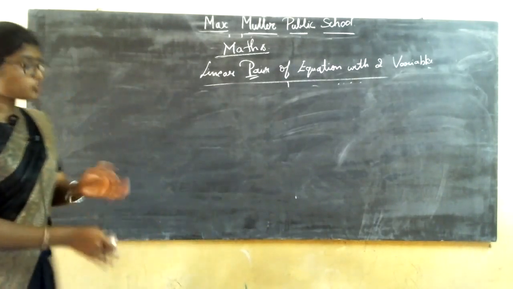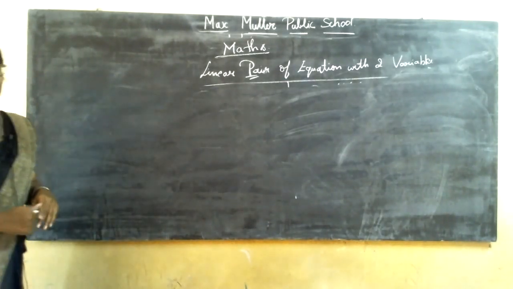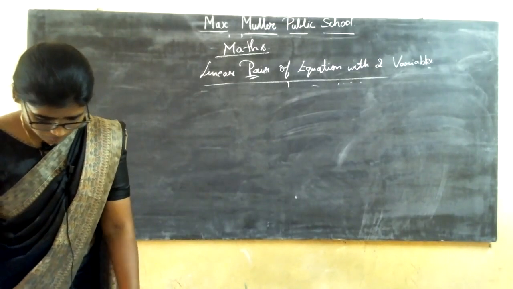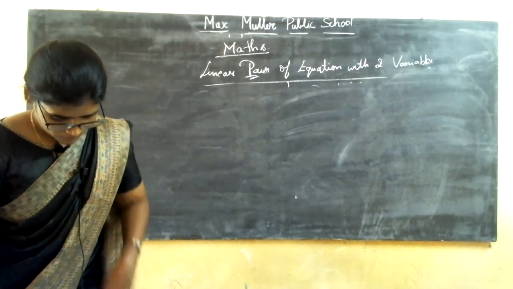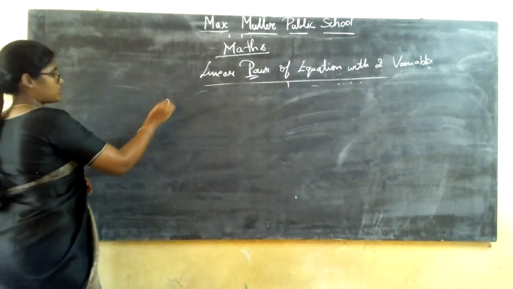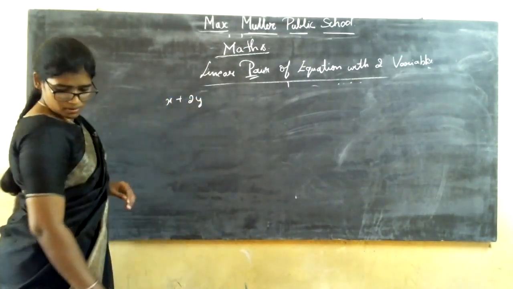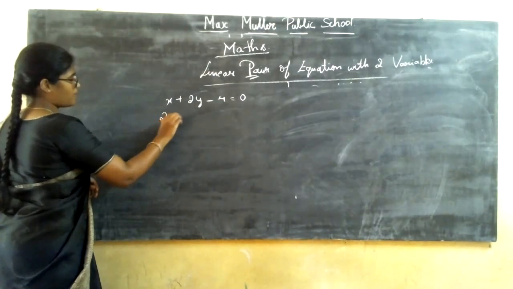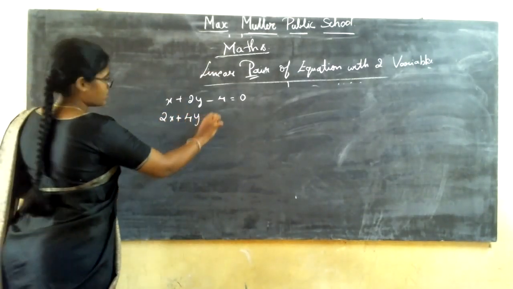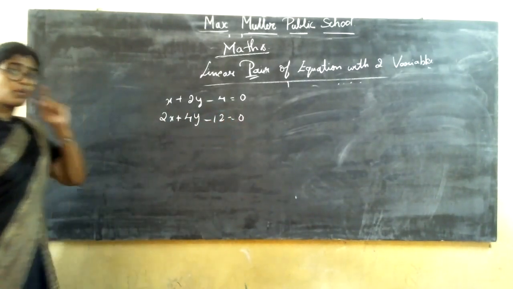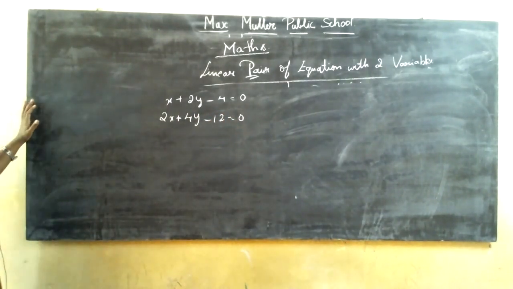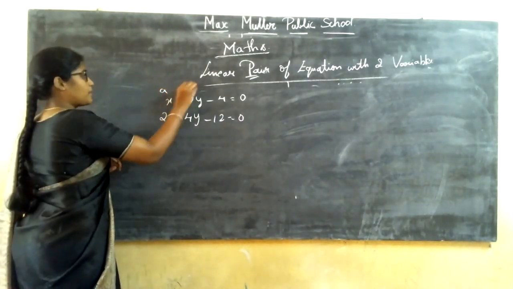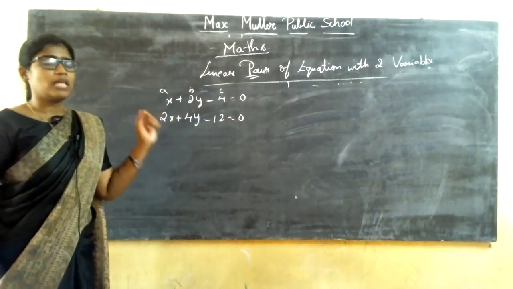Then after this, we solved problems based on intersecting lines where you have the equations. Let me take one example. If this is x plus 2y minus 4 is equal to 0 and 2x plus 4y minus 12 is equal to 0, these are the equations given for solving. Now what are you going to do? You need to see all the coefficients, that is, the A, B, C values.